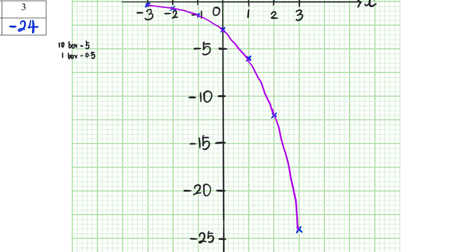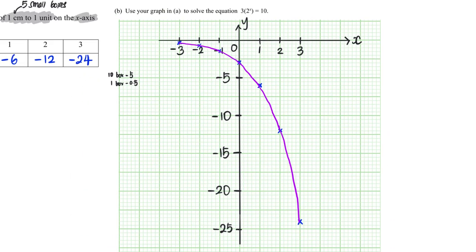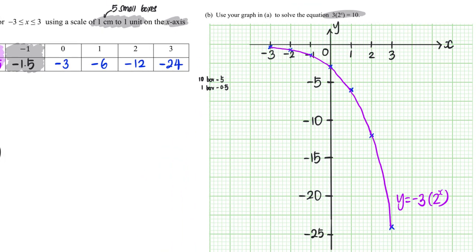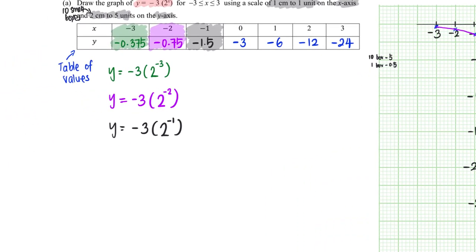And last but not least, to complete this, we do need to write down the equation of this particular graph. Part A is done. As for part B, how can we then solve for this equation? 3 times 2 to the power of x equals 10. So for part B, I'm going to do the working here.